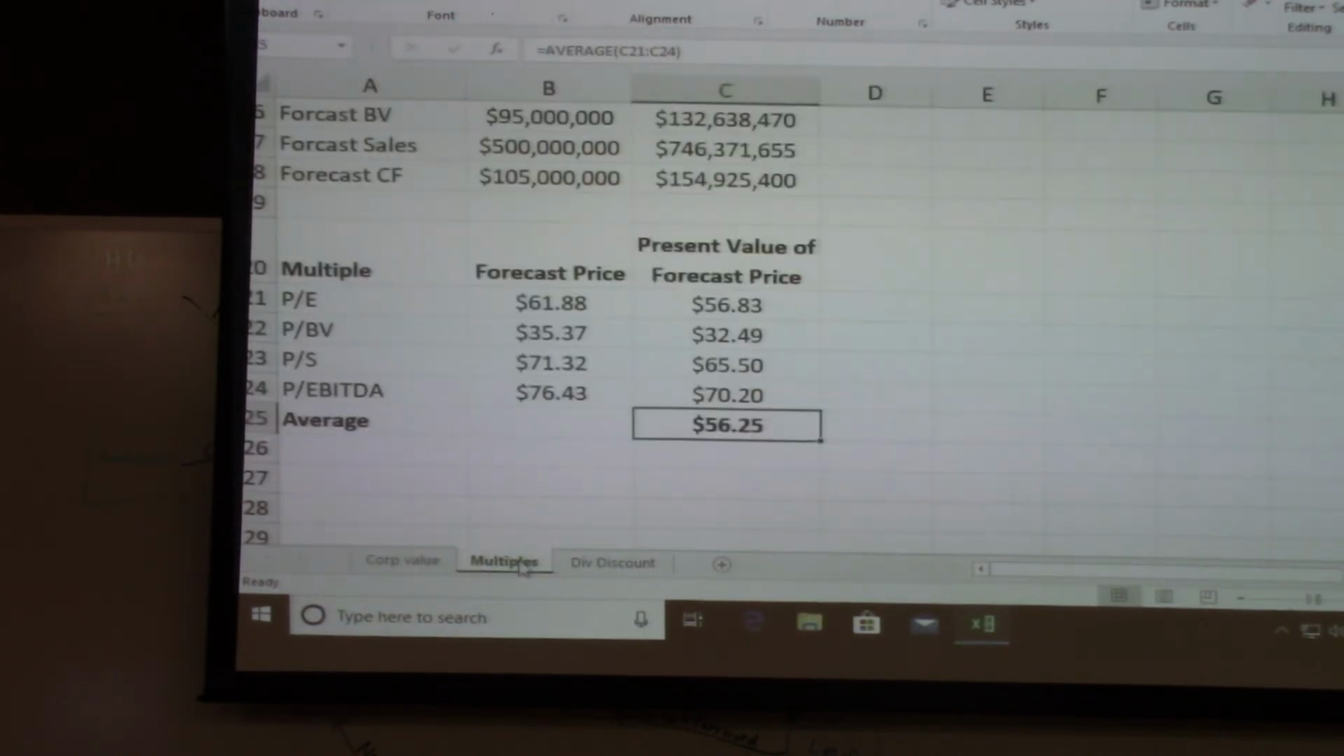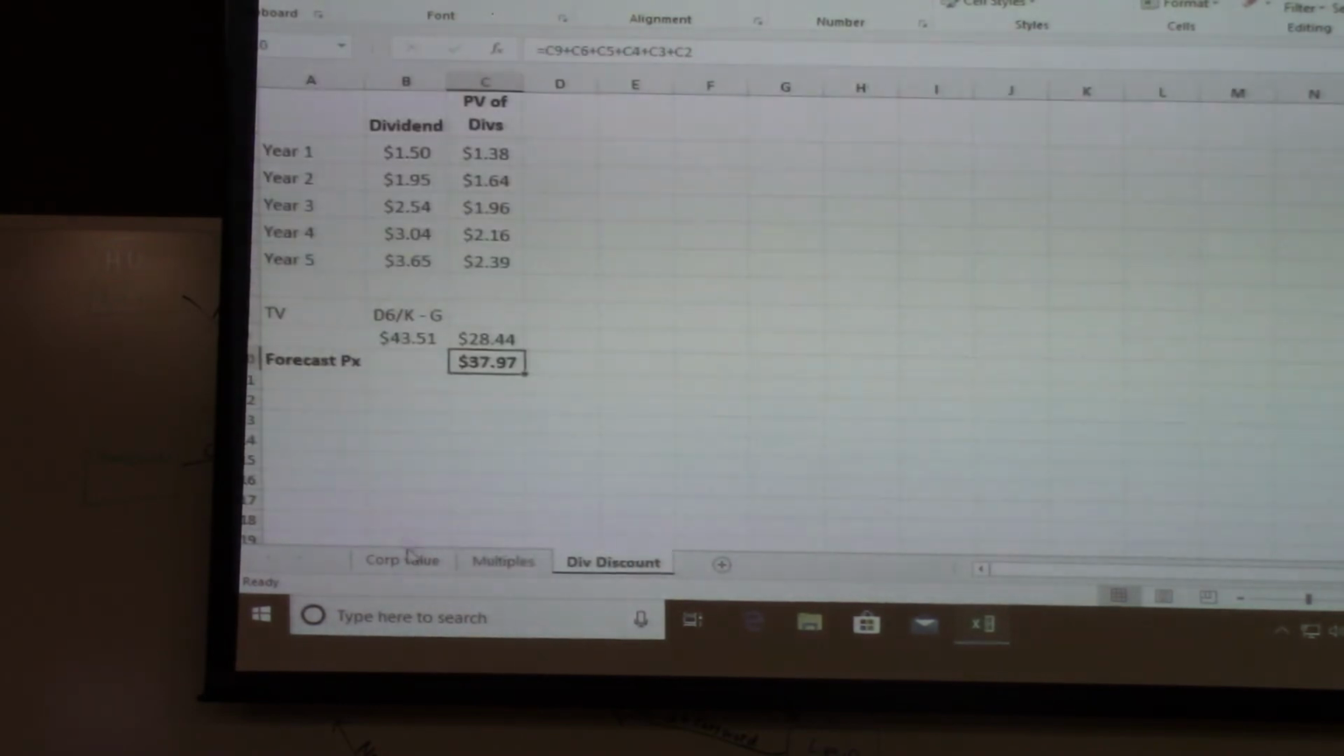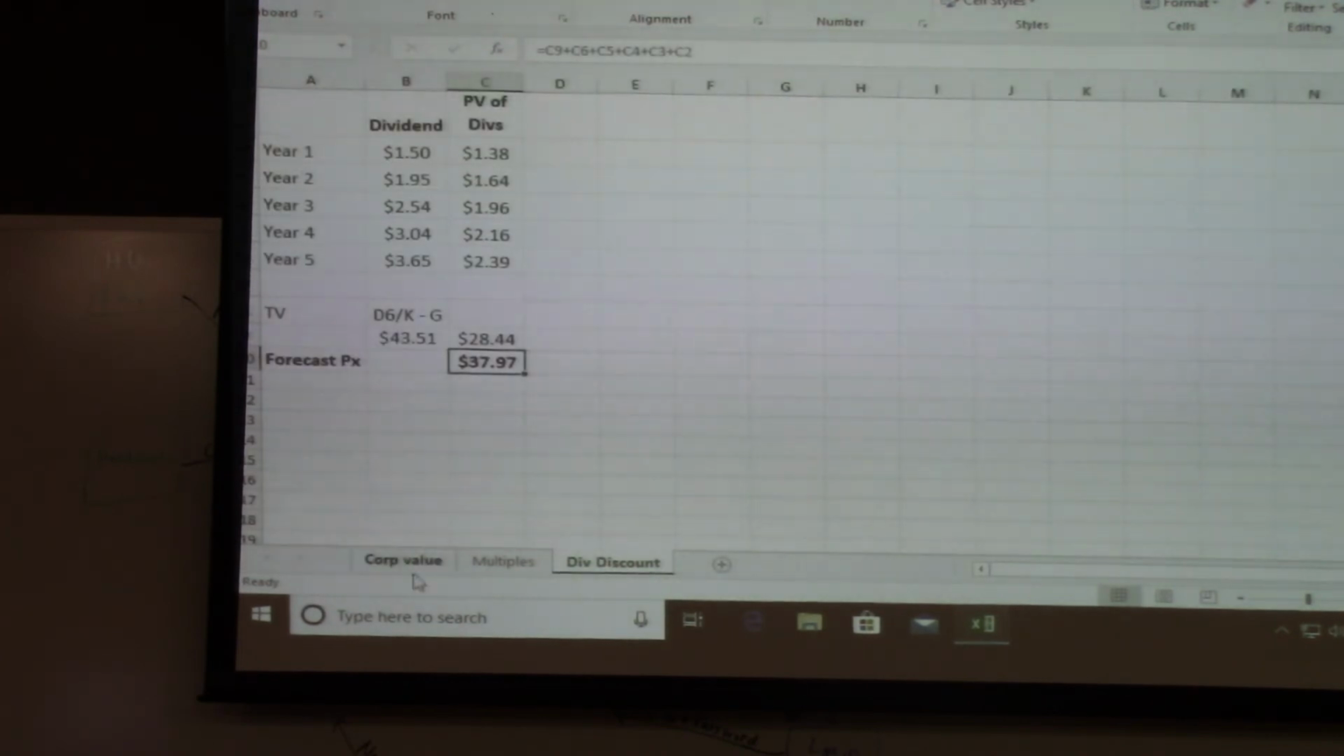So this number looks to be the outlier. We're going to throw it out, and we'll use somewhere between the corporate value model of $30 and the dividend discount model of $38. So we'll probably average that and say $34 is probably a fair price per share for the stock.